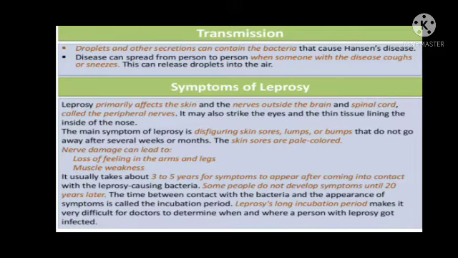Next, mode of transmission. Leprosy is transmitted from human to human or animal to human. Droplets and other secretions that contain bacteria can cause leprosy. The disease spreads from person to person. When someone with the disease coughs or sneezes, these droplets are released into the air and other people can inhale them.